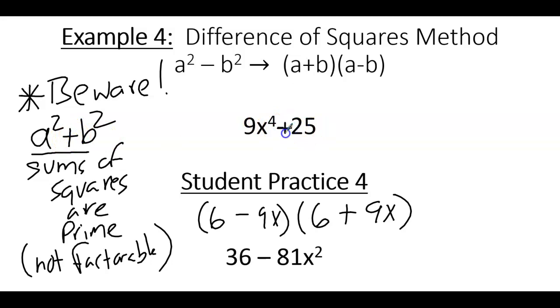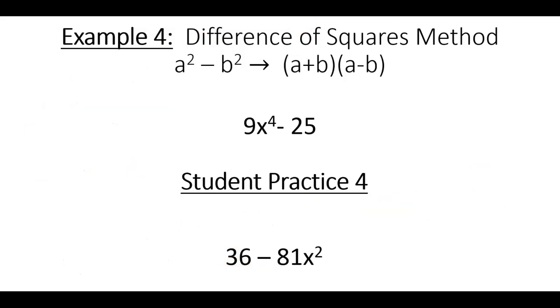to be 9x to the fourth plus 25, you're done. You cannot factor that. It's not factorable. It's prime. Prime means that you can't find two numbers that would multiply together to make that. It's just what it is already. So beware that if you see a sum of squares, that is not factorable.